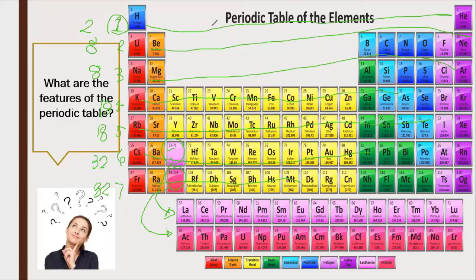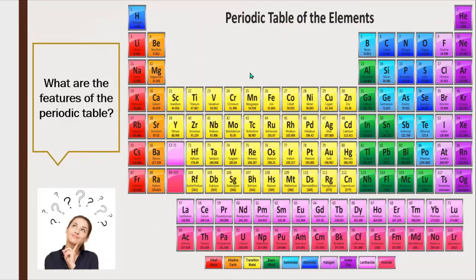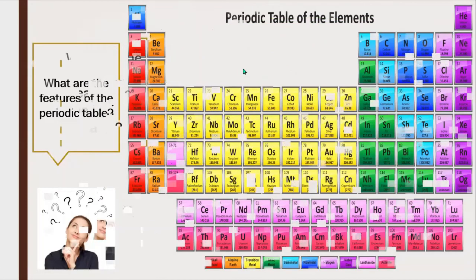So ganito po ang pag-locate natin. Pag sinabi natin periods, yan ang tinatawag nating horizontal rows. Okay, so next. Aside from period as a feature, another one is yung tinatawag nating by groups.